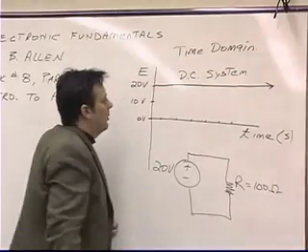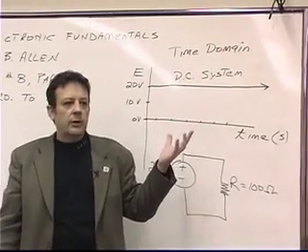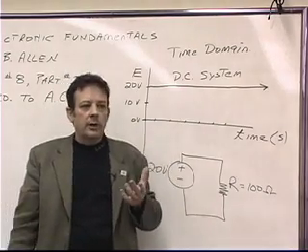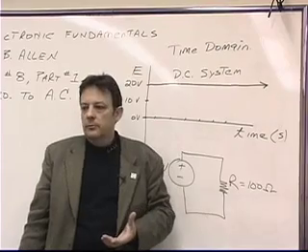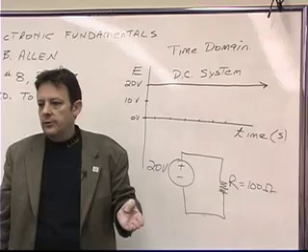Now you might ask, well, why didn't we look at this when we were studying DC circuits? And the answer is that it provides very little useful information, because all it is is just a straight line and it never changes.